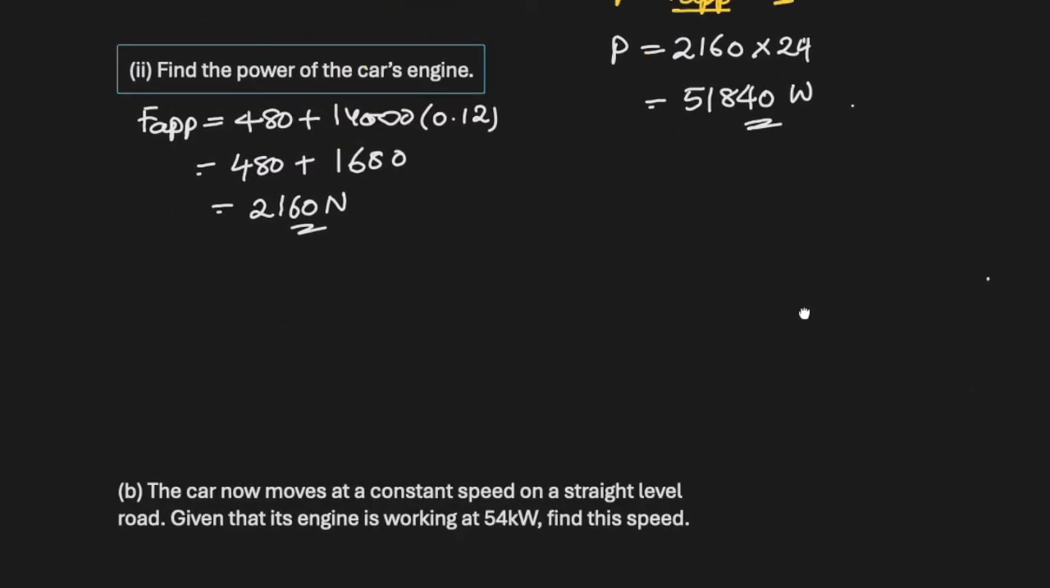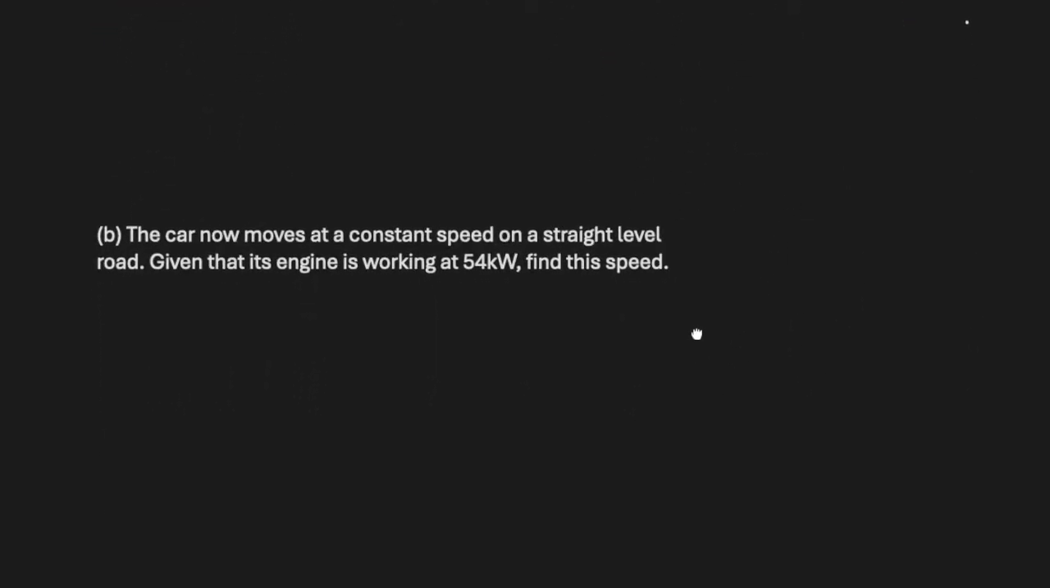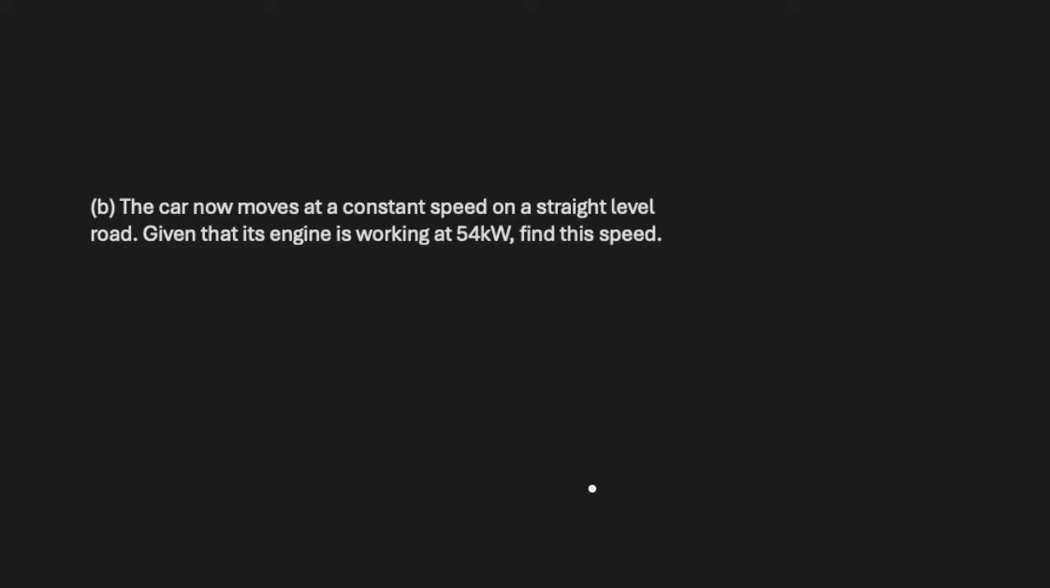Okay, next part. The car now moves at a constant speed on a straight level road. So this road is straight now. Given that its engine is working at 54 kilowatts, so power is given to us, 54 kilowatts, and again the speed is constant. That means the applied force will be the same as the resistive force, and there is no weight component this time because it is a horizontal road, so only this one. Both of them are equal, then only it will move at a constant speed.